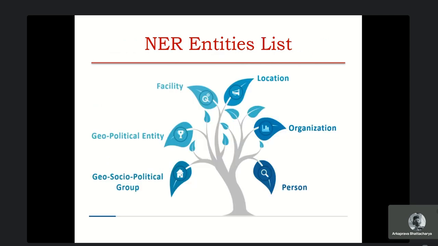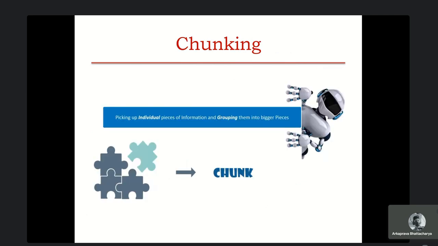So this is NER. They actually go with the locations, organizations. Generally, you can say they go with the nouns. All nouns in named entity recognition we consider: location, organization, person, facility, geopolitical entities, geosocial, political groups.